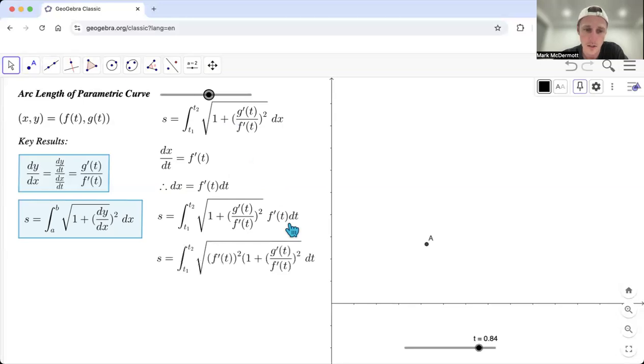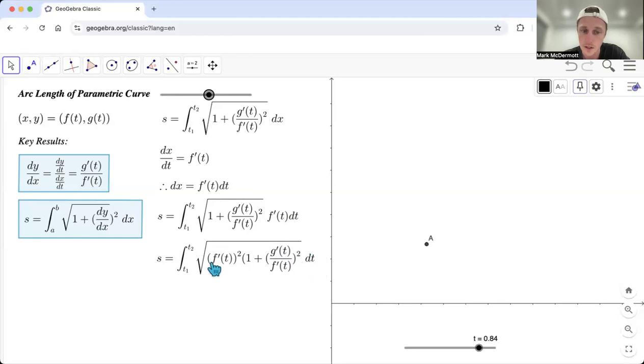So what we can do now, and this is where it's a bit tricky, is bring this f dash of t into the square root. If we squared it and then put it inside the square root, well, the square root of something squared is just itself, right? So we get f dash of t squared sitting out the front, multiplied by 1 plus g dash of t on f dash of t, all squared. And then we're just left with dt on the outside, right?